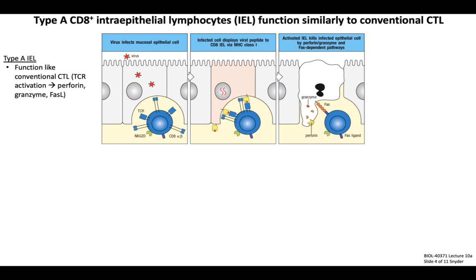These cells behave similarly to effector CTLs that we've already learned about, so they recognize antigen on MHC class I through their TCR. Upon activation by peptide MHC through their TCR, type A IELs then release granzymes and perforin to kill the infected target. They can also kill cells using Fas ligand expression, shown here in the diagram, and this will induce extrinsic apoptosis, which we haven't talked about much in this class, but is just another mechanism that CTLs can use to kill infected targets.